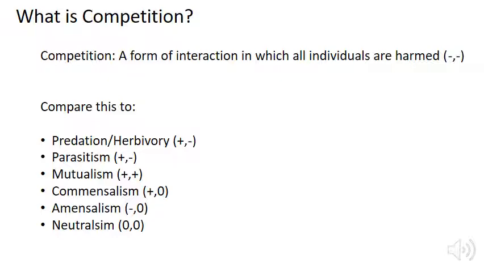Mutualisms are interactions where both parties get a positive out of the interaction. So a good example of this might be nitrogen-fixing bacteria. So these are bacteria that take up residence in the roots of plants, and they fix atmospheric nitrogen, which the plants can then take up and use. And in return, these bacteria get carbohydrates that the plants produce through photosynthesis.